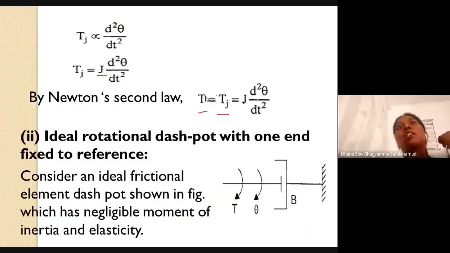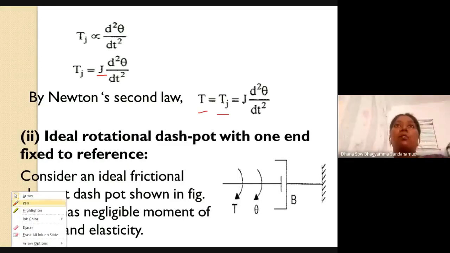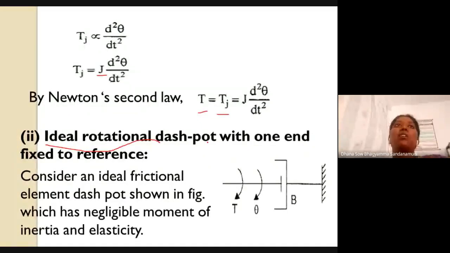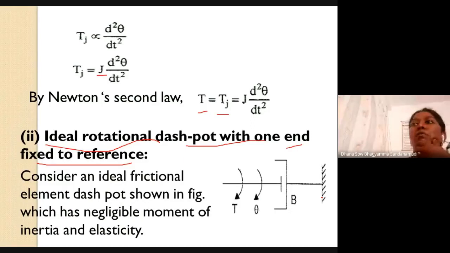Let us consider one more ideal case. We are considering an ideal rotational frictional element here, an ideal rotational dashpot with one end fixed to the reference. So we are considering an ideal frictional element with one end connected to the reference and the other end free to move.